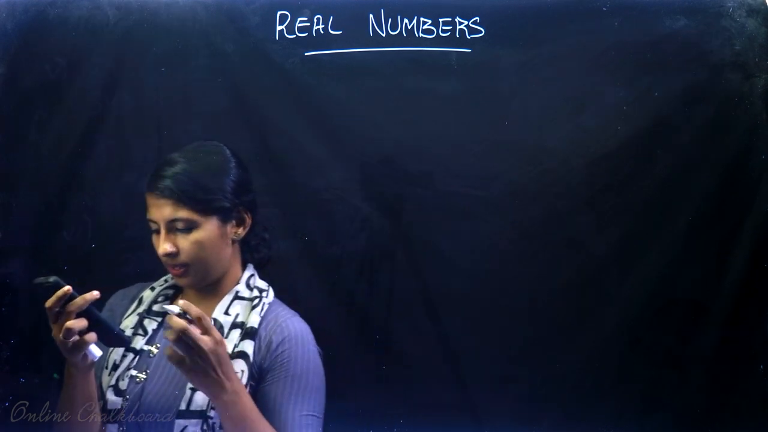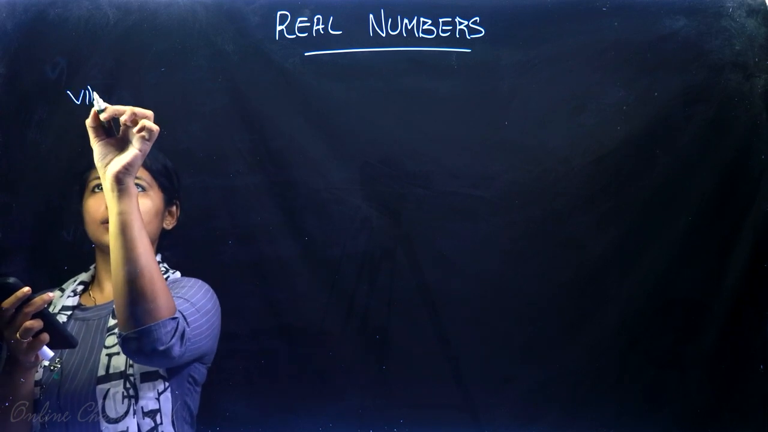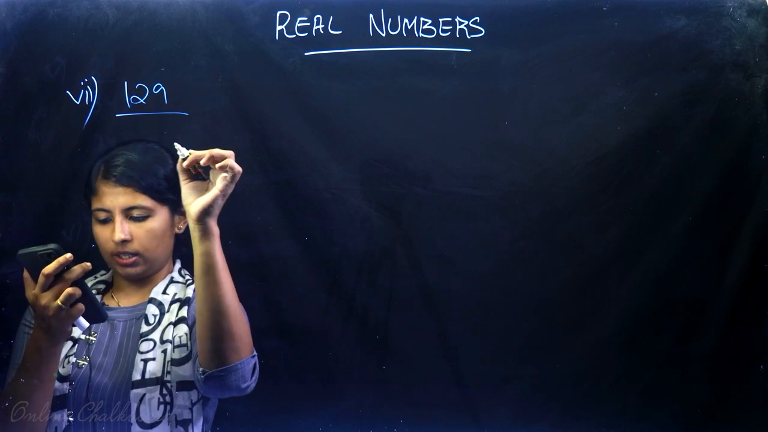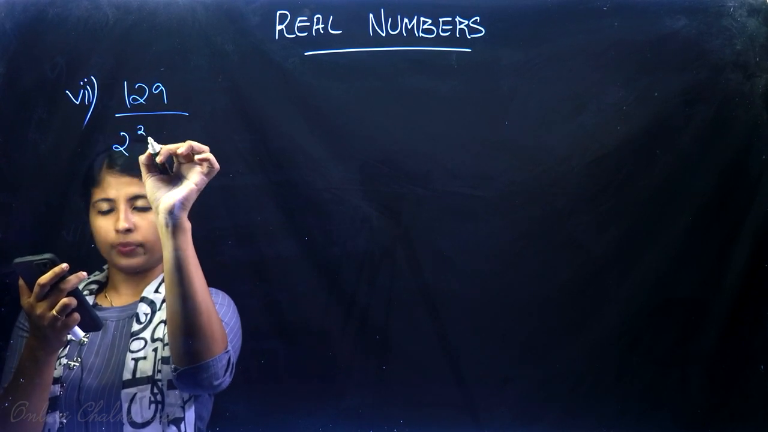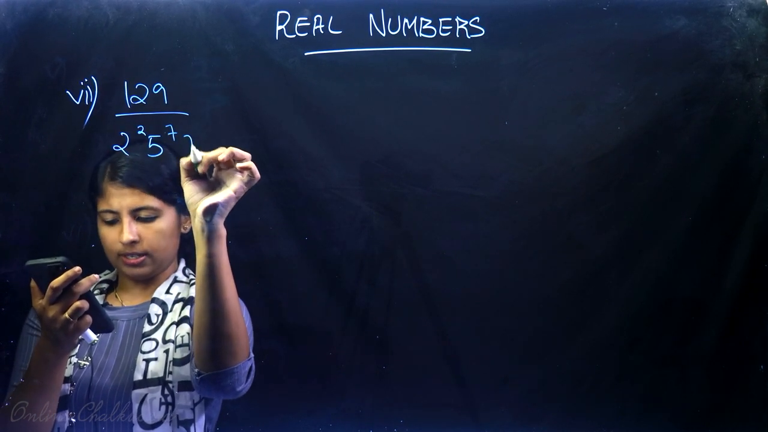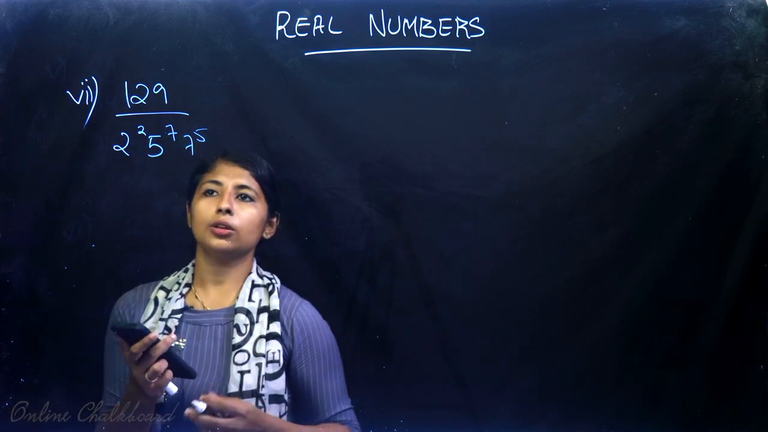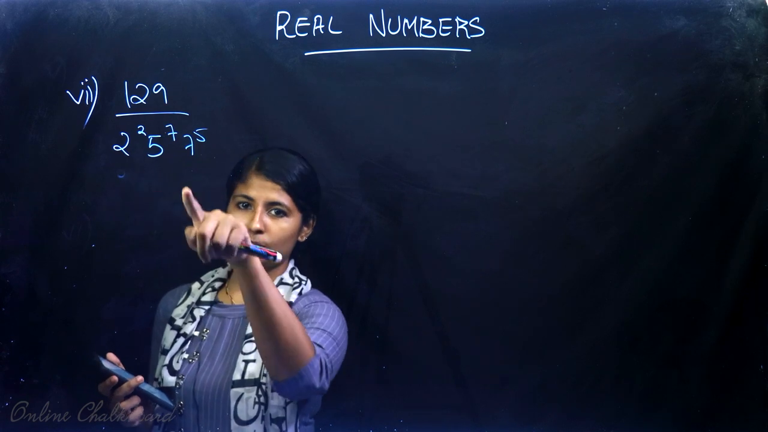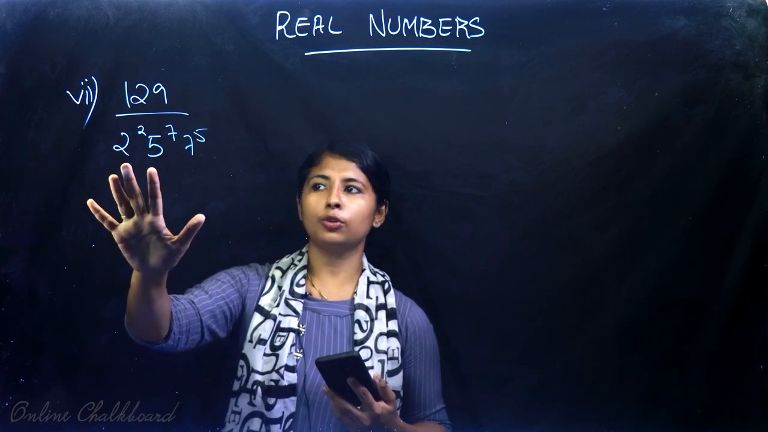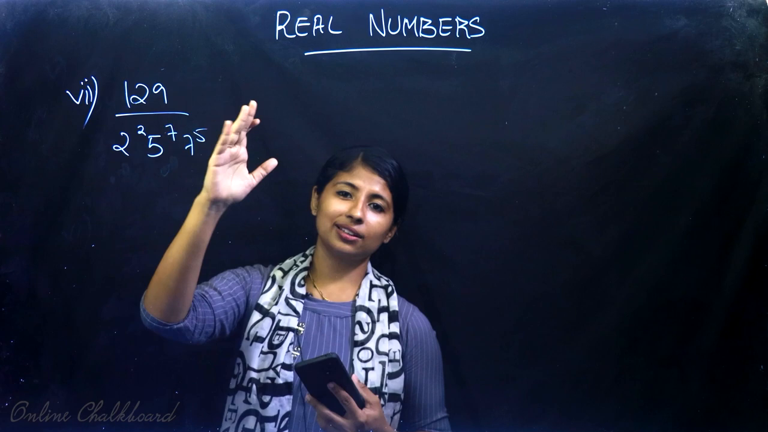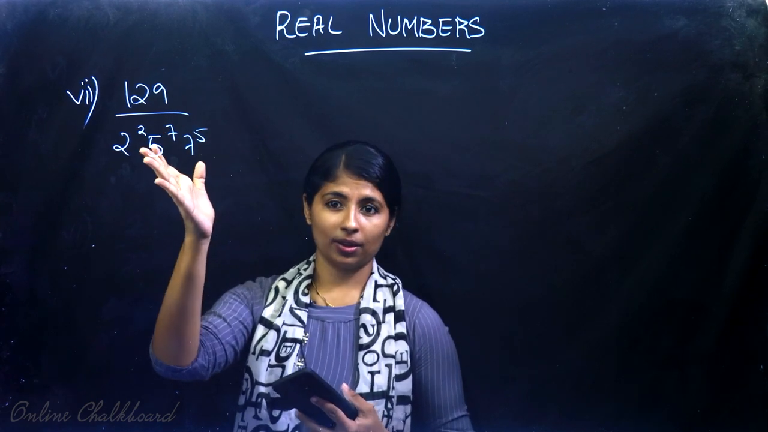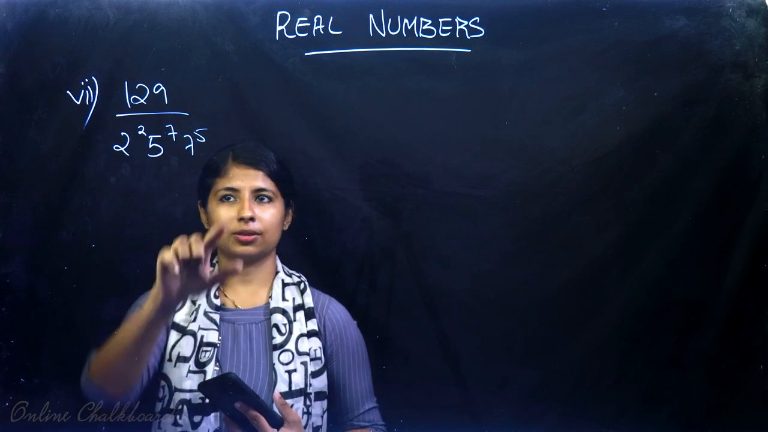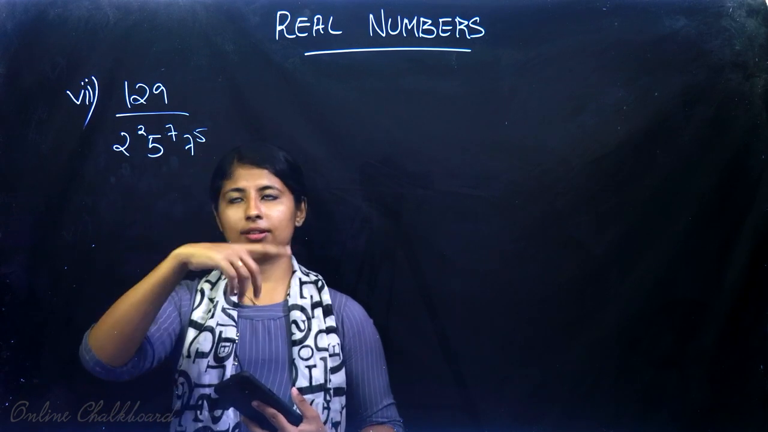Now come to question number 7. 129 by 2 raised to 2, 5 raised to 7, 7 raised to 5. Here you check the denominator. We want it in the form q equal to 2 raised to n into 5 raised to m. Here we have 2 raised to n and 5 raised to m, but there's an additional number 7 raised to 5. When this comes, it's invalid.